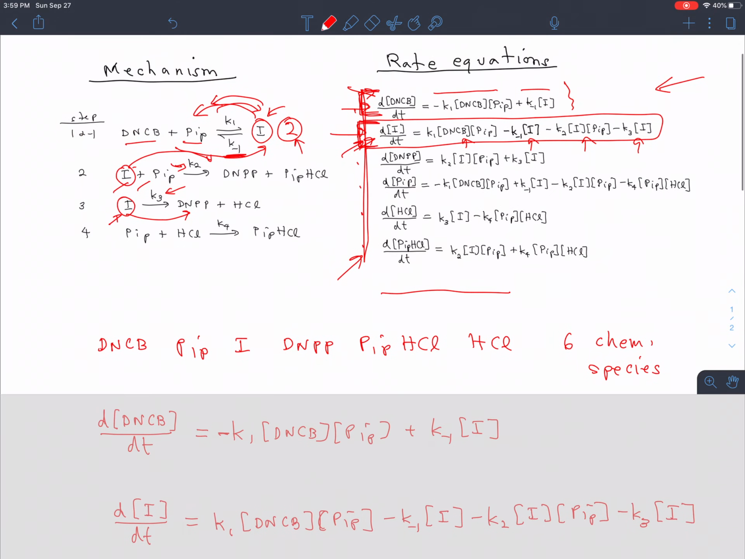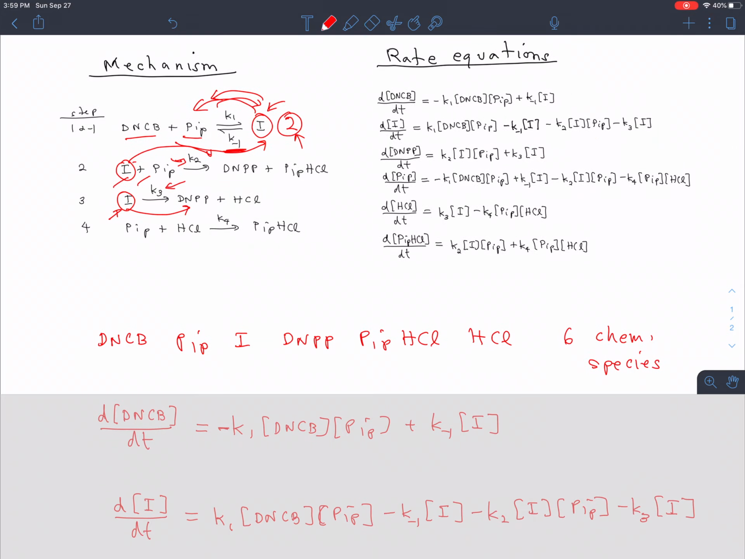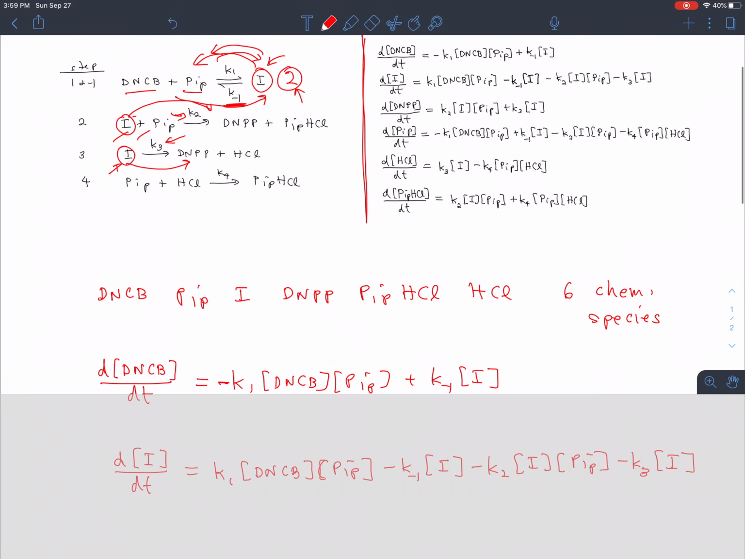All right, so we can go on and write down in that same way, using the same principles, same logic, all of these rate equations for all 6 of the species that are present in the chemical reaction. So that's where these come from. This represents 6 differential equations and 6 unknowns. They can be solved. All these things can be solved for.